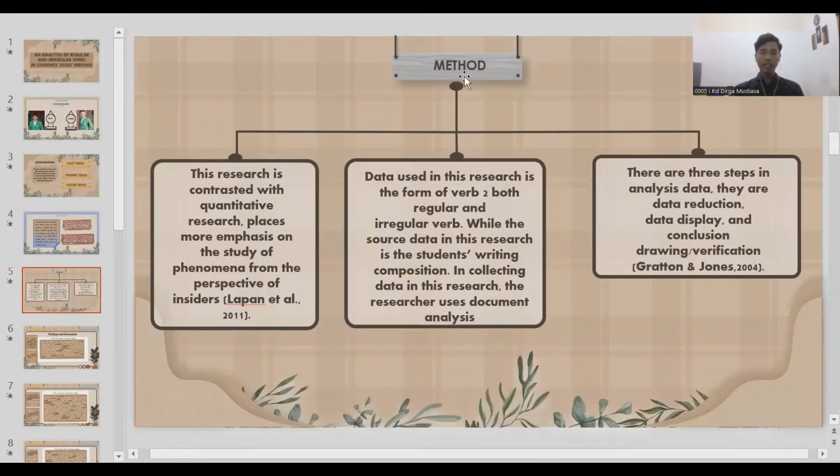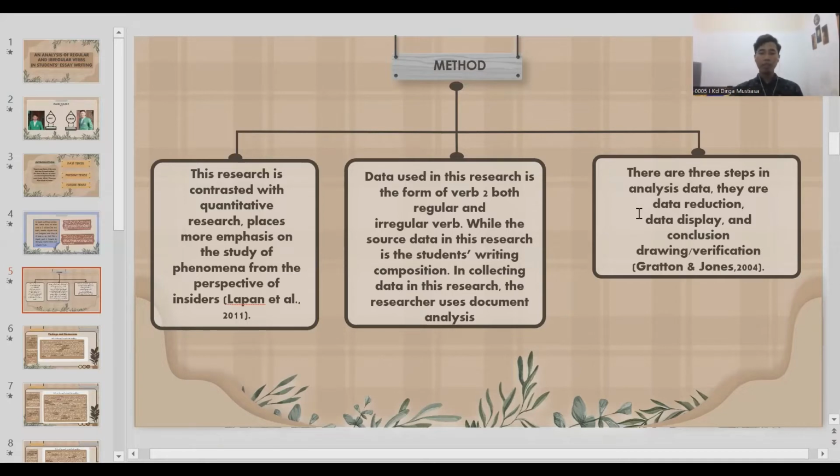And next, the method. The research is in contrast with quantitative research, placing more emphasis on the study of phenomena from the perspective of insiders (Lapan et al., 2011). Data used in this research is in the form of verb two, both regular and irregular verbs, while the data source in this research is the students' writing compositions.